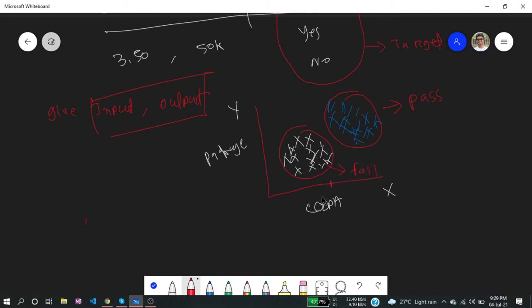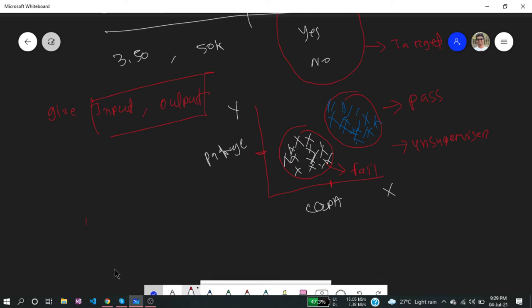Because they have low CGPA and low package, right? So the probability would be they will fail. But these people, you can see their CGPA is higher and the package is also higher, right? So can't we say this will be pass? So that's unsupervised learning. Unsupervised learning comes into the picture, okay? So that's how it will solve the problem.